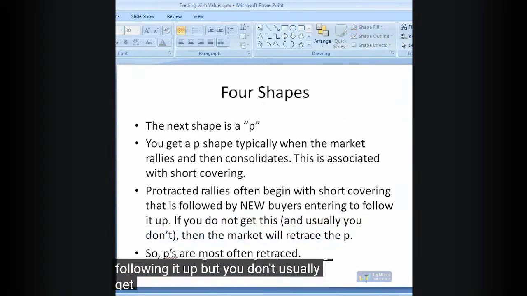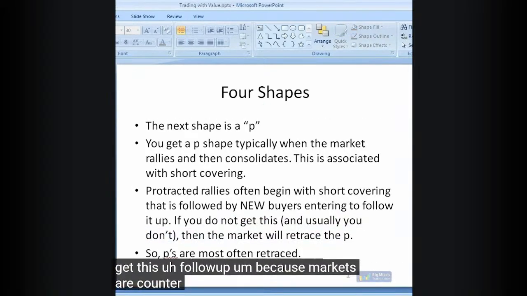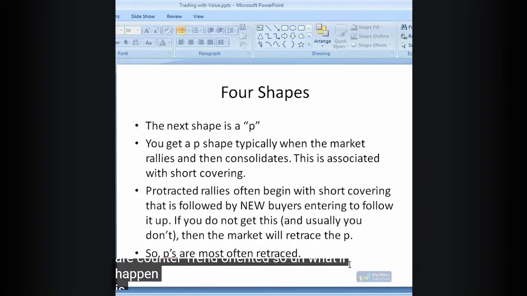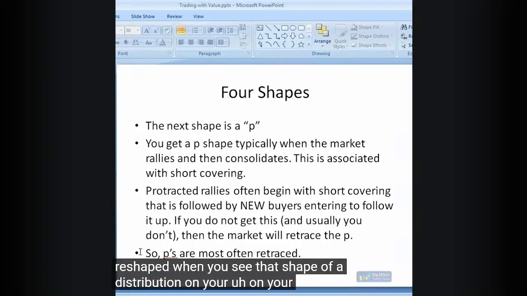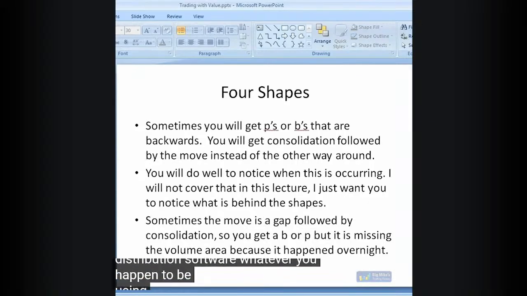But you don't usually get this follow-up because markets are counter-trend oriented. So what will happen is you'll come up to the P, you'll consolidate a little bit, and then you'll get retraced. So Ps are most often retraced when you see that shape of a distribution on your distribution software, whatever you happen to be using.